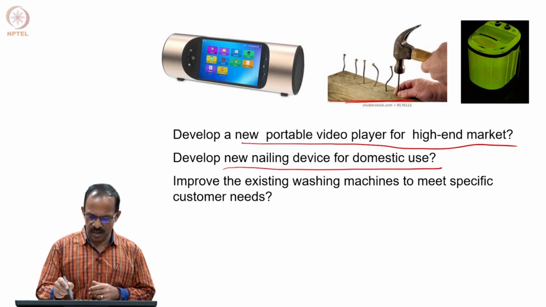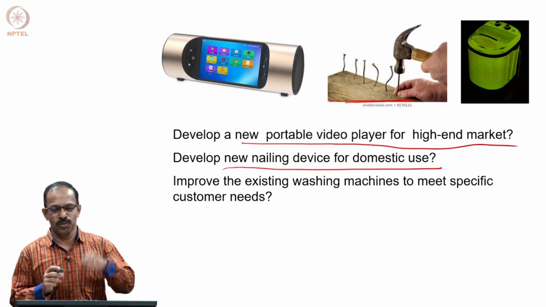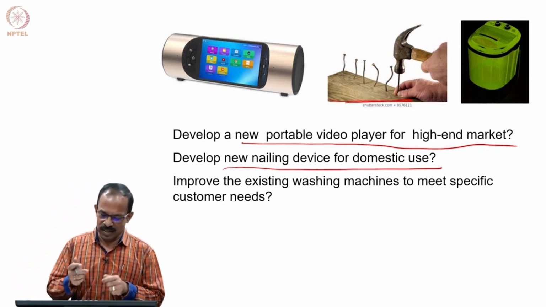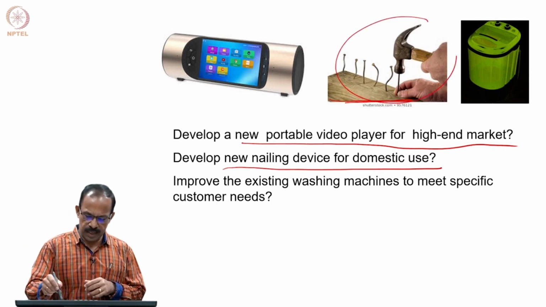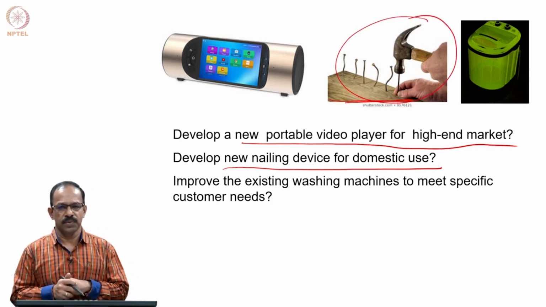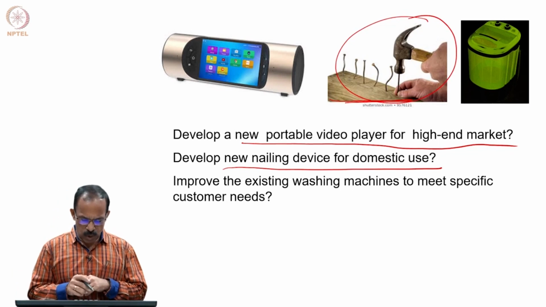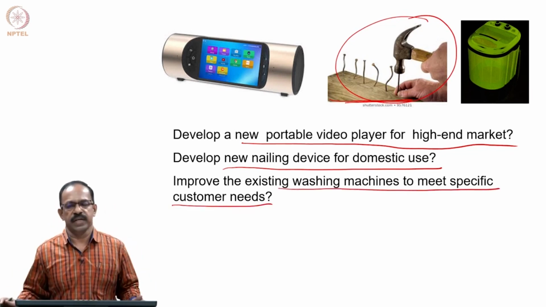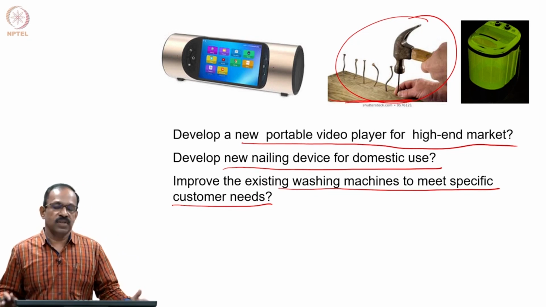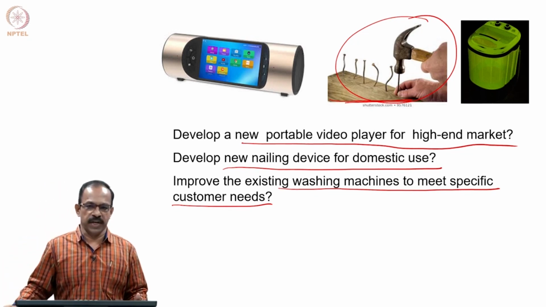So, you can see this kind of nailing, this is the normal way you do the nailing, with a hammer, and it will always create a lot of issues. Well, you want to convert this into an electrical nailing tool, or you want to improve the existing washing machines to meet specific customer needs. So, these are the starting points for a new product development.